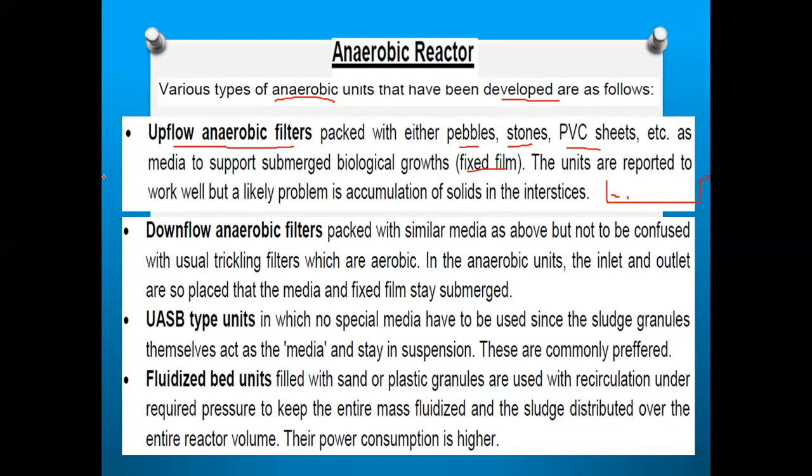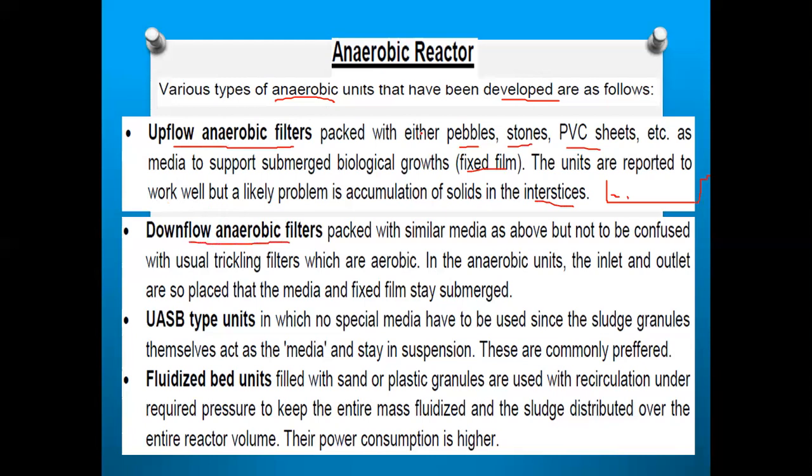The units are reported to work well, but a likely problem is accumulation of solids in the interstices. Next one is downflow anaerobic filters.